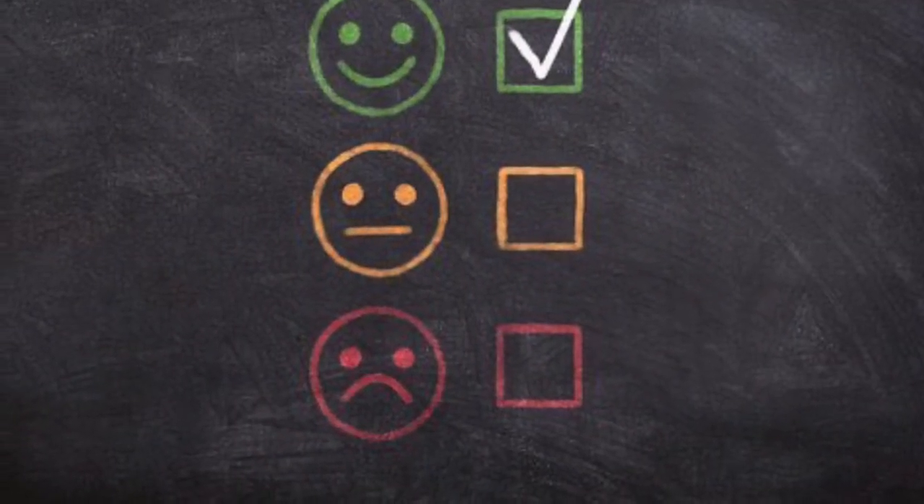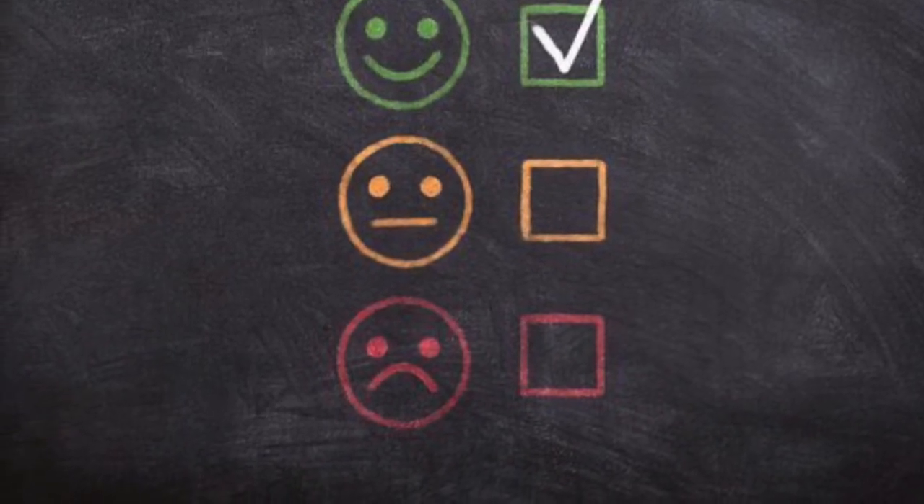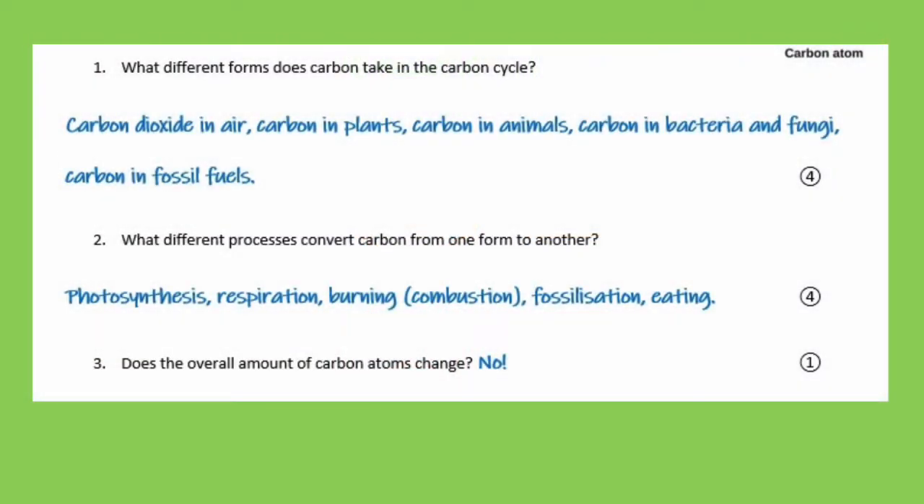So you need to mark your answers now, please. So make sure that you are adding in anything you missed. So question number 1, what different forms does carbon take? It can be carbon in the air, carbon in plants, carbon in animals, carbon in bacteria and fungi, or carbon in fossil fuels. Question number 2, what different processes convert carbon from one form to another? Well, photosynthesis, respiration, burning, also known as combustion, fossilization, and eating are all possible answers. You only need 4 to get the 4 marks.